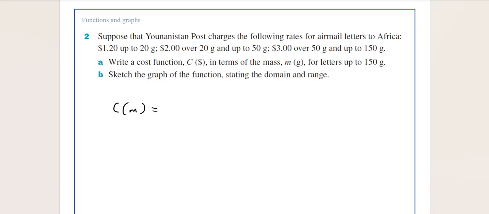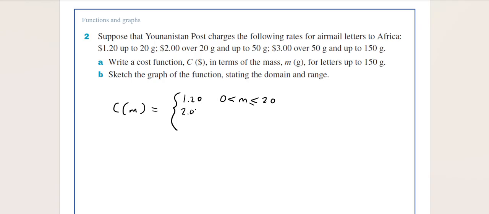It's going to be a hybrid function. It's going to have 3 parts to it. It's going to cost $1.20 when the mass is up to 20 grams. So for $1.20, the mass is bigger than 0, otherwise you're not really sending very much, but it's up to 20 grams. So this is the first part of my hybrid function. It doesn't depend on the mass, it's just the rate is $1.20 for anything up to 20 grams. So just a flat $1.20.